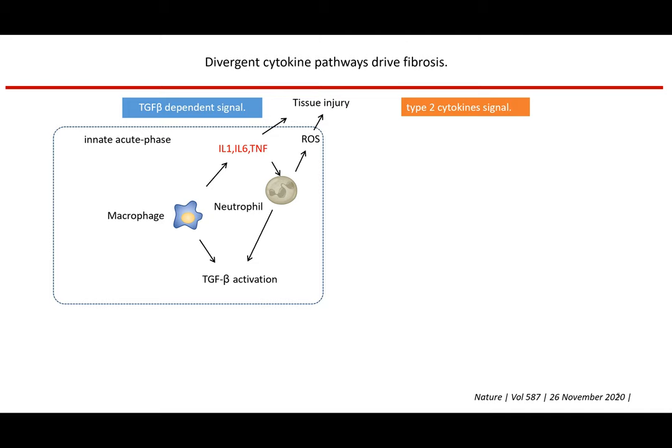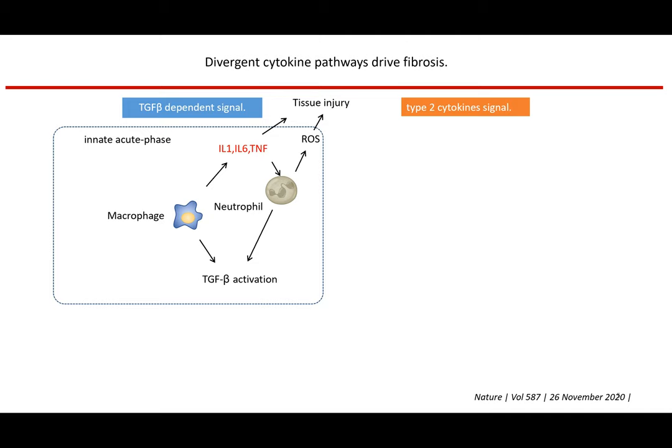However, the problem is that patient safety is a very important consideration in TGF-beta targeting, because TGF-beta plays a very important role in many physiological processes, especially immunosuppression. So its inactivation may lead to a series of complications. So there is another signaling pathway that is independent of TGF-beta. This is the type 2 cytokine signaling.